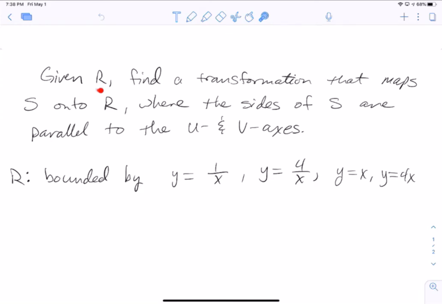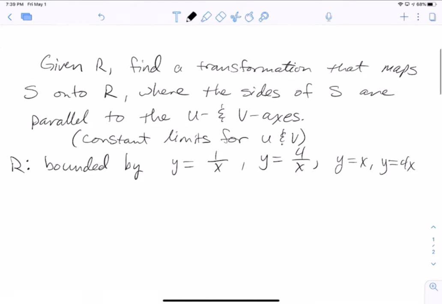Given a region R, we want to find a transformation that maps S onto R. Now remember, R is a region in the xy plane, and we want the sides of S to be parallel to the U and V axes. And we have a description of the region R. But I want to point out that if our region S is parallel to the U and V axes, then we're looking for constant limits for U and V.